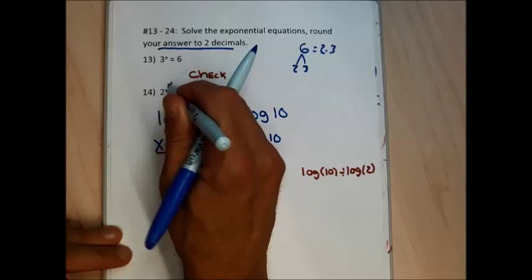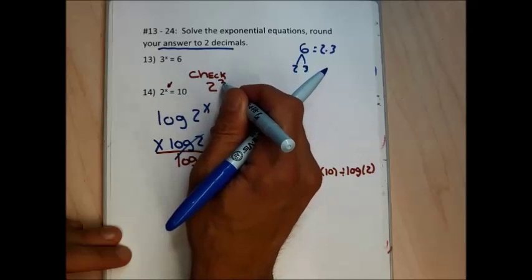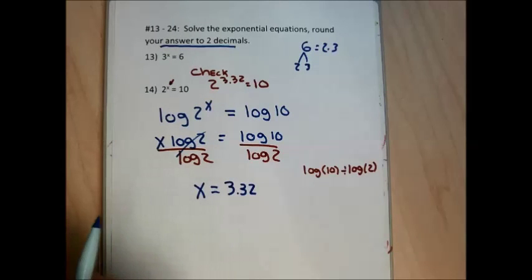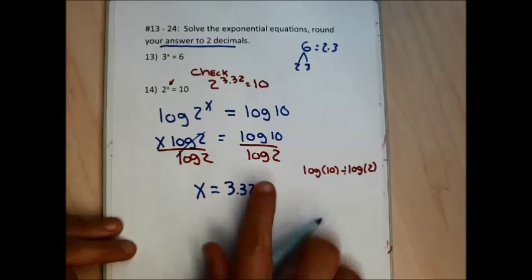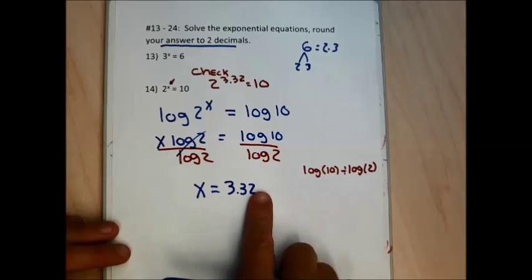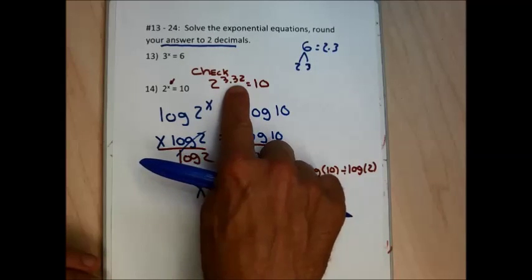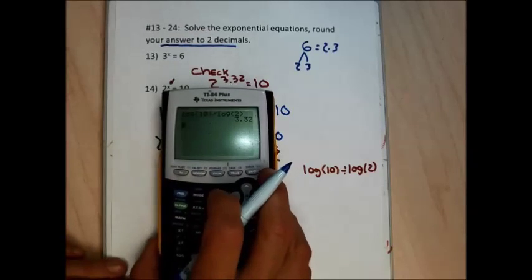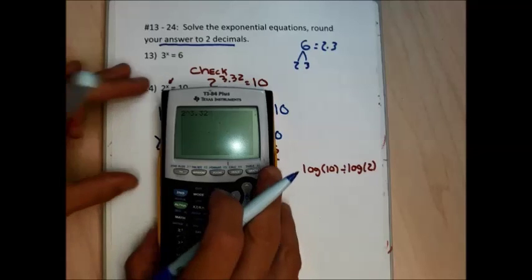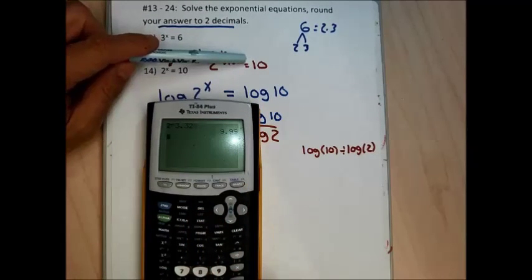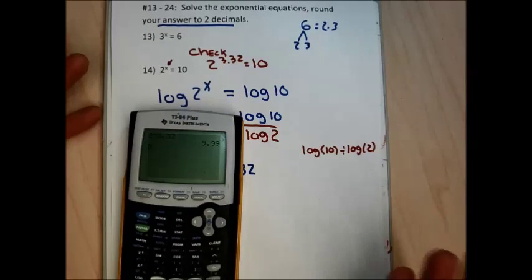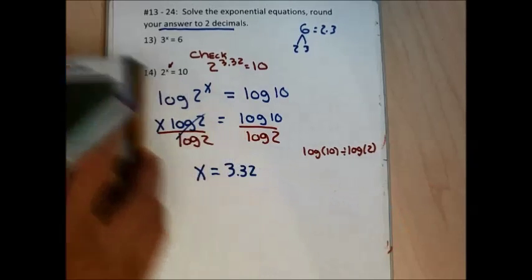When I plug in 3.32 for x, if I go 2 to the 3.32 power and do that on my calculator, it's not going to equal 10 exactly. This is because the real answer has 1,000 decimals or 1,000,000 decimals after the 3.32 even. When you're checking a rounded answer, you're going to get a rounded check. It'll just be kind of close. So for my check, when I go 2 up arrow 3.32, I can't expect to get exactly 10. I want to get something close to 10. And I got 9.99. That's close enough to 10 for me because I rounded to 2 decimals. This rounds to 10. I feel good about my answer.